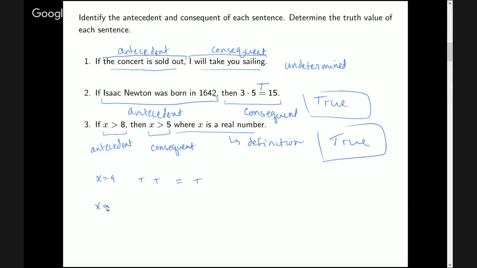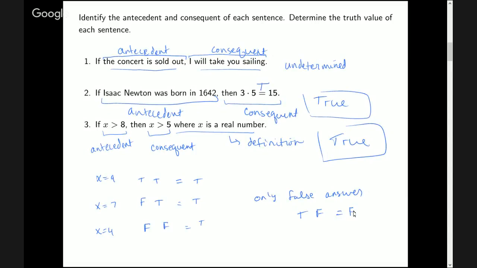If X, make it smaller than 8, make it 7. X is greater than 8 is false. X is bigger than 5 is true, but false implies true is going to be a true answer. Okay? X is 4. So you're going to have false, false, but that is still a true answer. The only one that is false happens when true implies false.